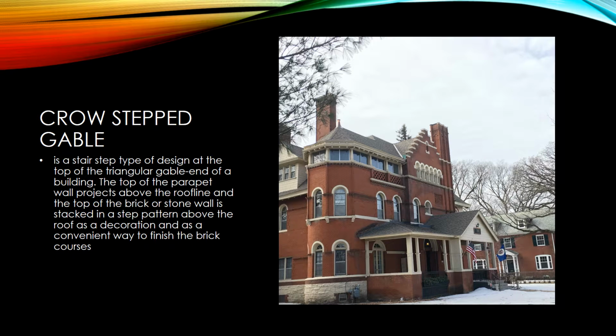So a crow step gable is a stair step type of design at the top of a triangular gable end of a building. The parapet wall projects above the roof line, and the top of the brick or stone wall is stacked in a step pattern above the roof, as a decoration and as a convenient way to finish the brick course. And as you can see here on the right, the crow step gable is at the very top of the building, right in front of the entrance.